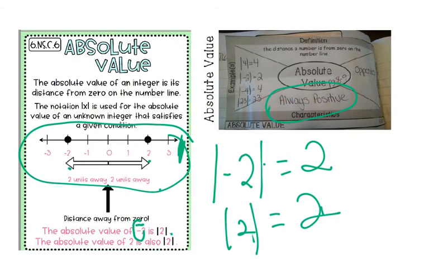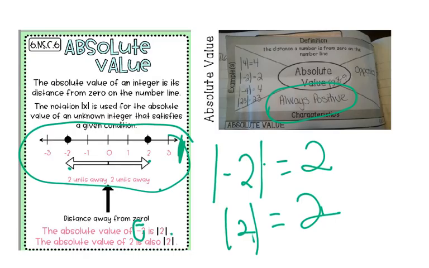So the definition of that is the distance a number is from 0 on the number line. And we went through some examples here. The absolute value of 4 is 4. The absolute value of -2 is 2. The absolute value of -4 is 4. Absolute value of 23 is 23. And like we said, it's always, always, always going to be a positive number.